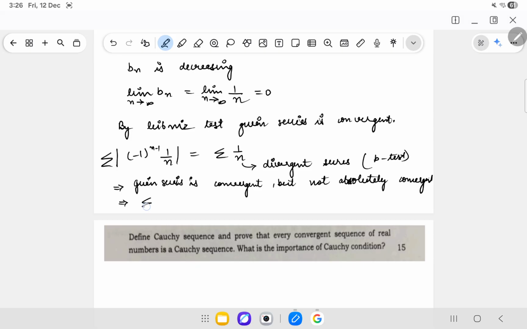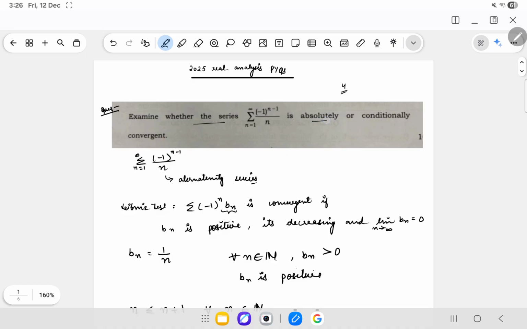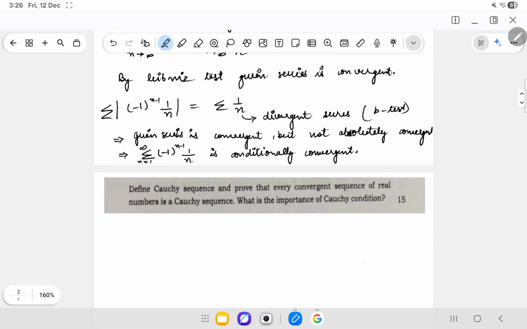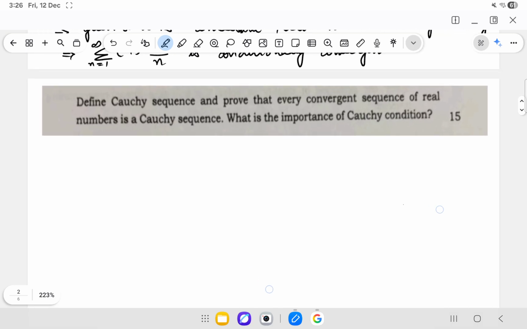So our series, that is summation n equals 1 to infinity (-1)^(n-1) times 1 by n, is conditionally convergent. This completes our question 1, in which they asked whether the series is absolutely convergent or conditionally convergent. So our given series is conditionally convergent. Let's move on to discuss the next question.